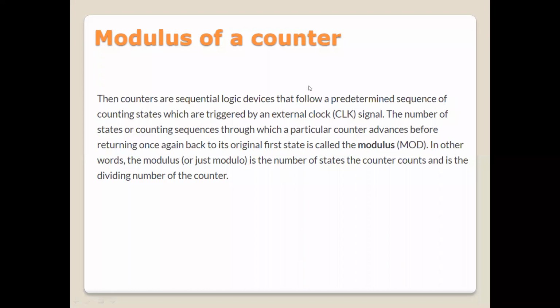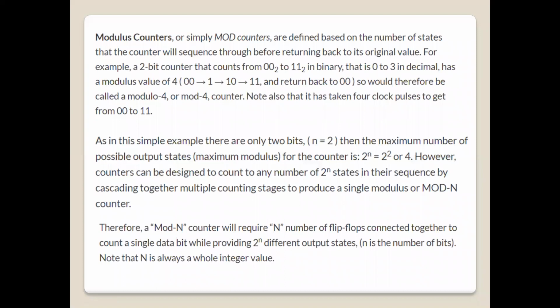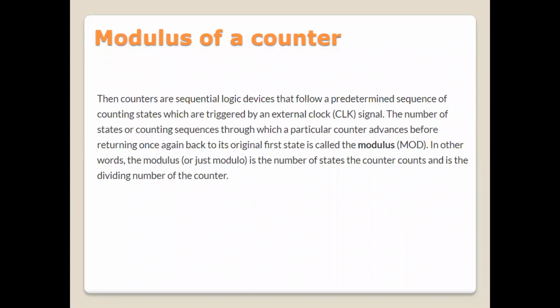In this session, we will discuss the modulus of a counter. Modulus of a counter means the number of states or counting sequence through which a particular counter advances before returning once again back to its original first state. That means a 2-bit counter has 4 states, that is 2 raised to 2. That is 4 states, which means the modulus of that counter is 4.